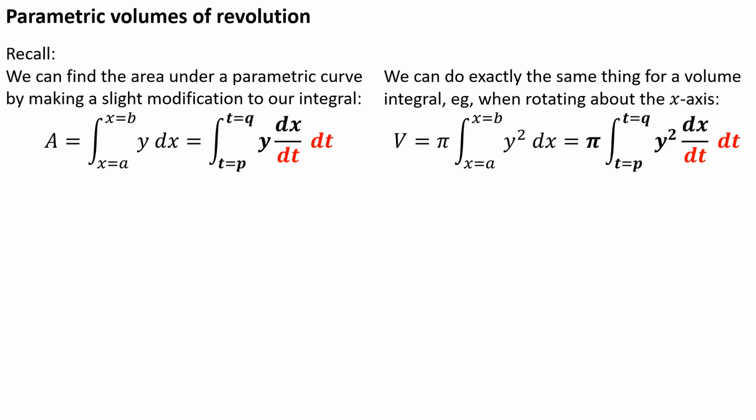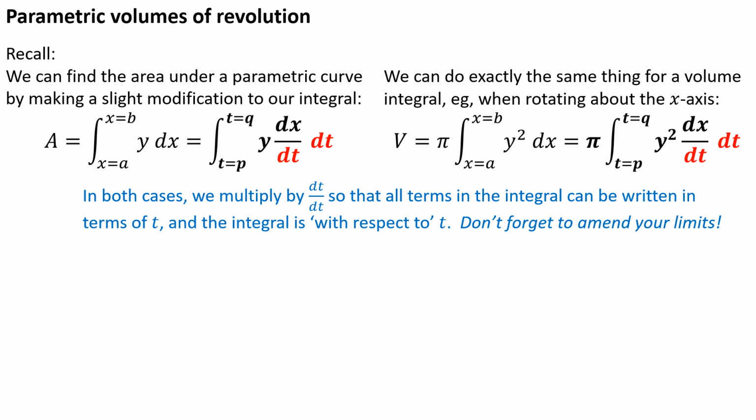And of course, although I've not written it out, this would work just as well if you had pi x squared dy. You just need to do dy by dt times dt at the end of your integral. So the process is the same. All you have to do is make sure you include that dt and change your limits.